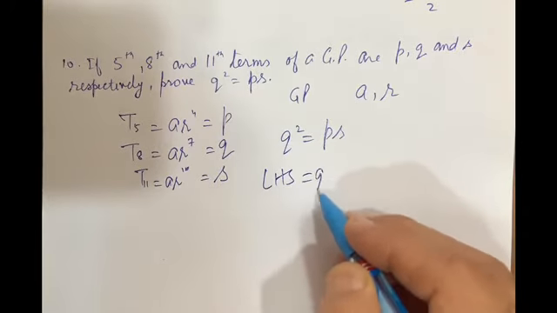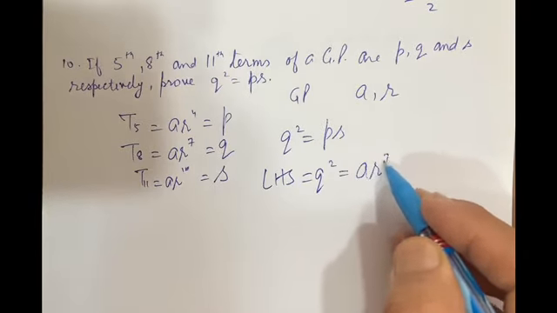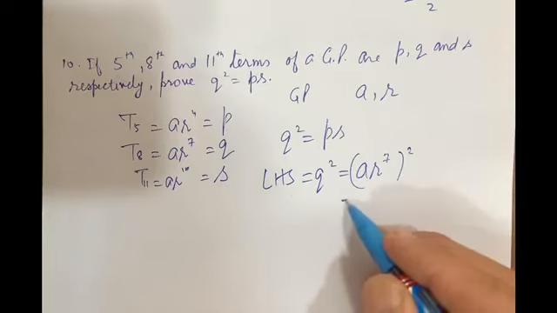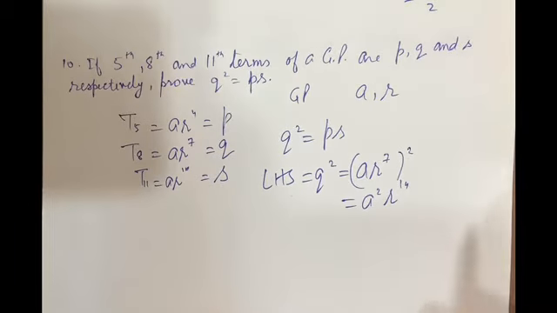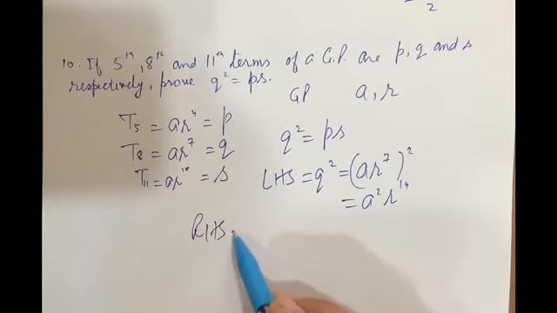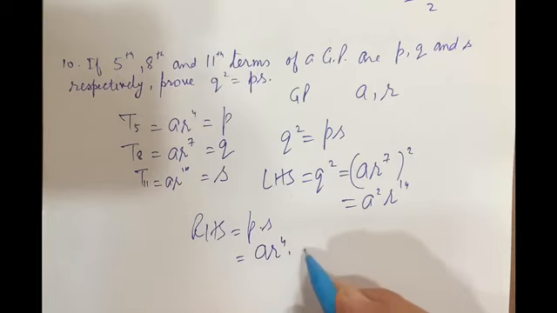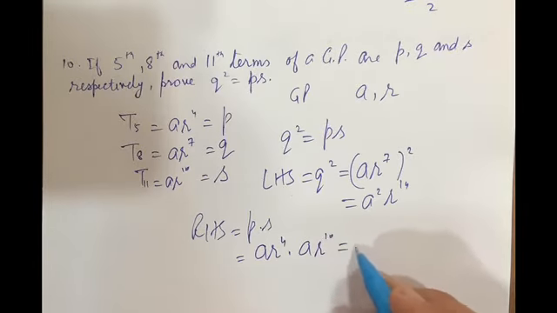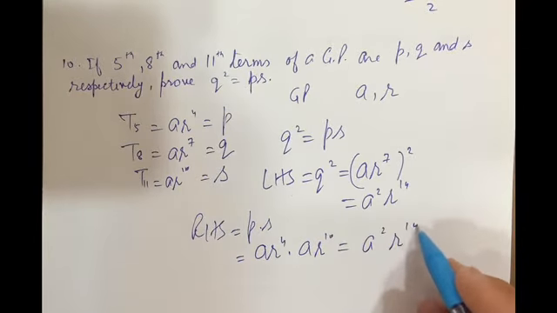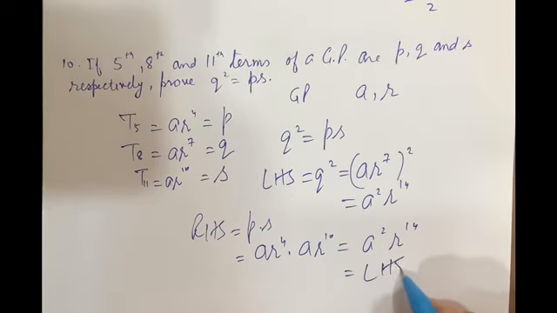Left hand side, q square, is a into r raised to 7 whole square, which is a square r raised to 14. Right hand side is p into s, that's a into r raised to 4 into a into r raised to 10, which is a square r raised to 14. This is same as the left hand side, and this is what we wanted to prove.